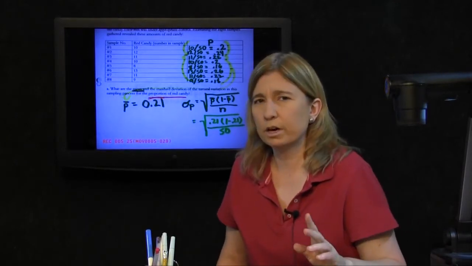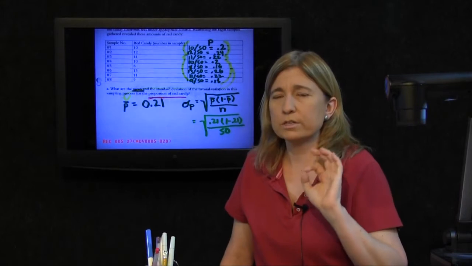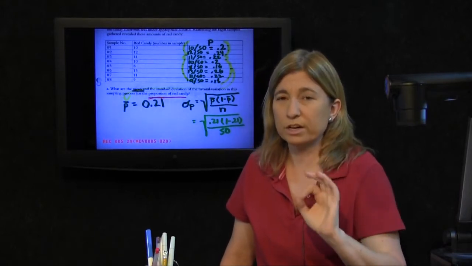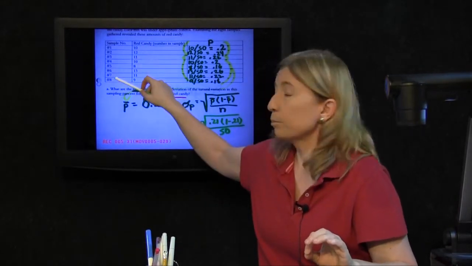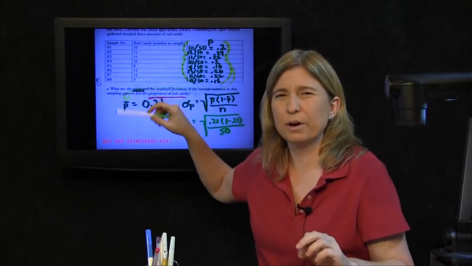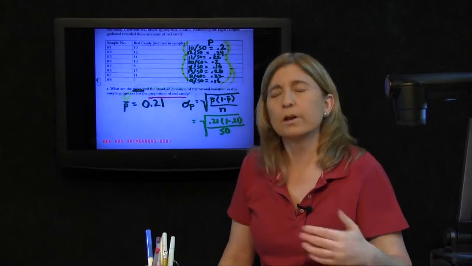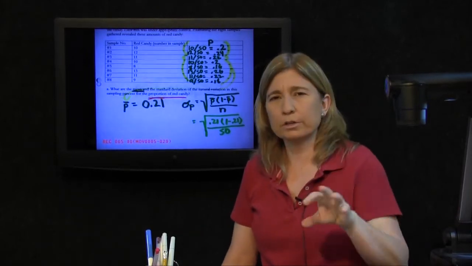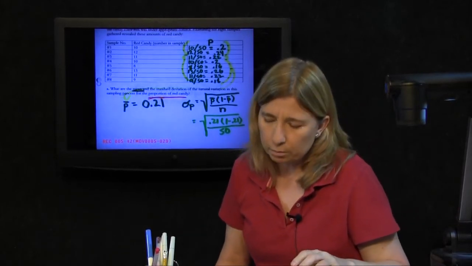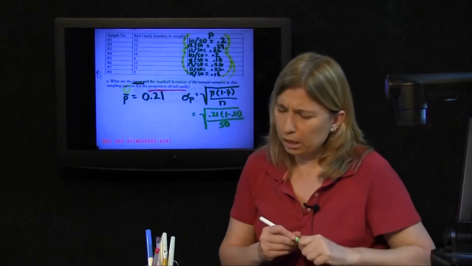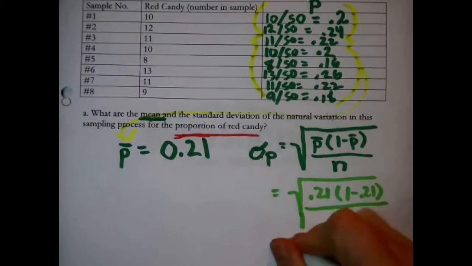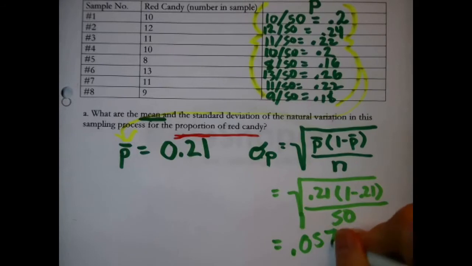Why did I say be careful? Remember, n is always the sample size. N is always the sample size. N is never the number of samples. Sometimes people get distracted by that, like there's 8 samples here. You never do anything with that information. Anyway, so I put the numbers in, but what's the result? On my calculator, I get 0.0576.